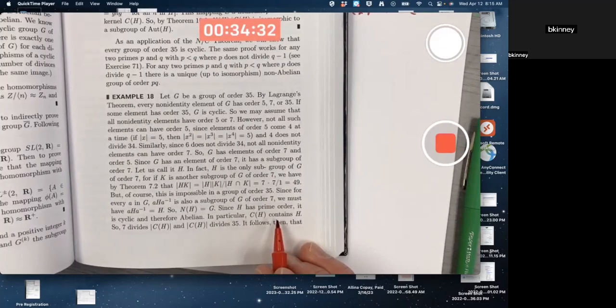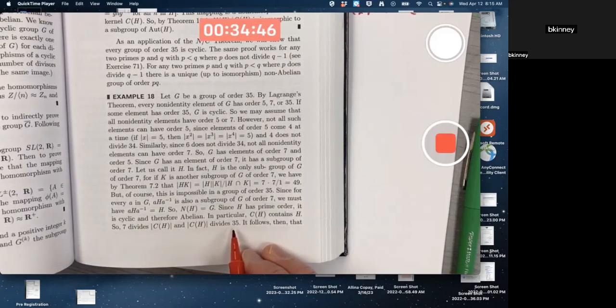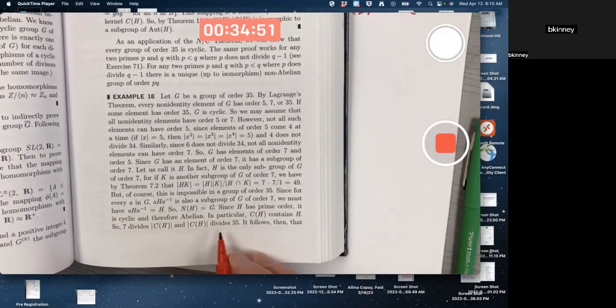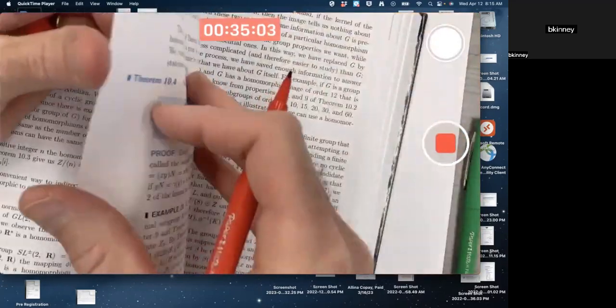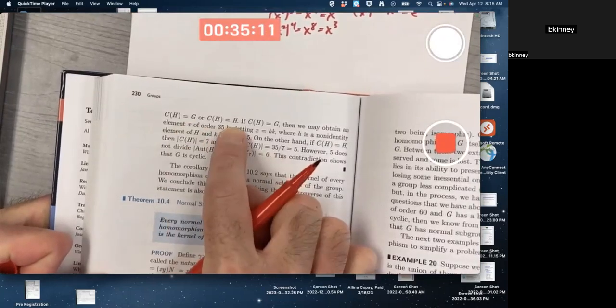So what are we saying? H is a subgroup of C of H. So 7 has got to divide the order of C of H. Right? Because H is a subgroup of order 7, by Lagrange's theorem. And also by Lagrange's theorem, this divides 35. It's a subgroup of G. The order of C of H is divisible by 7 and divides 35. I guess it's either got to be 7 or 35, doesn't it? It follows then that C of H equals either G, it has order 35, or it equals H, it has order 7.